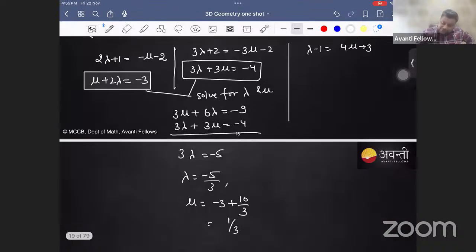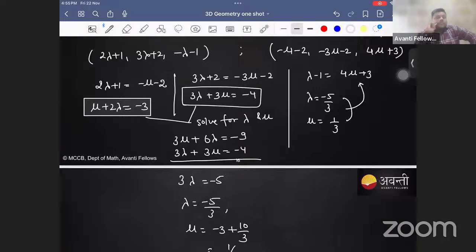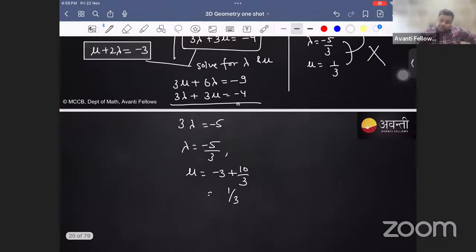Now check if this lambda, that is minus 5 by 3, and mu, that is 1 by 3, satisfy this equation. If they satisfy this equation, that means the lines are intersecting and we got the point of intersection. If they do not satisfy this equation, that means these two lines are actually not intersecting. Here, these values of lambda and mu do not satisfy this equation, so the lines are not intersecting.